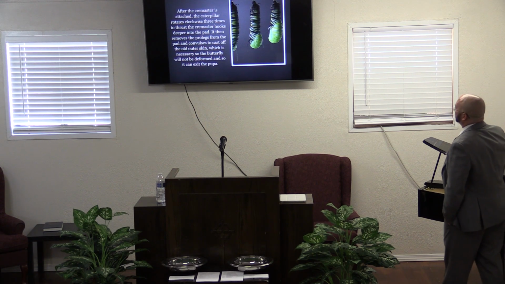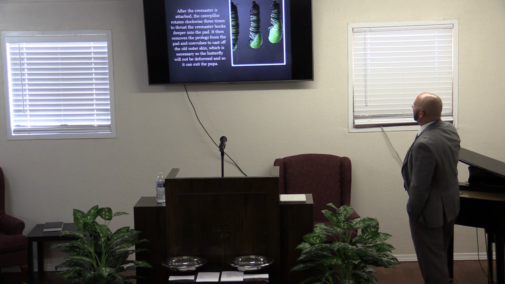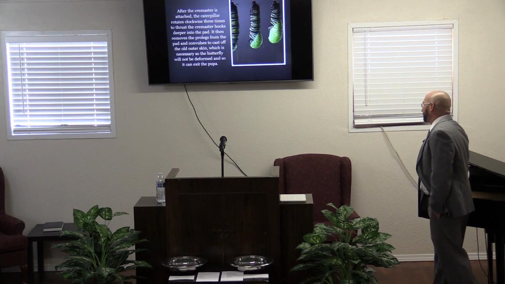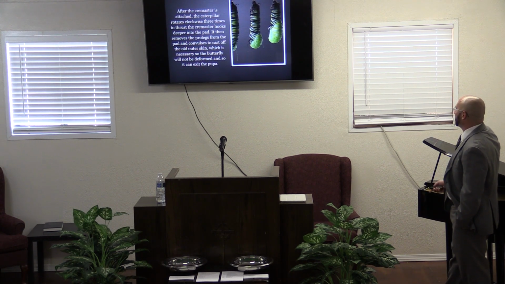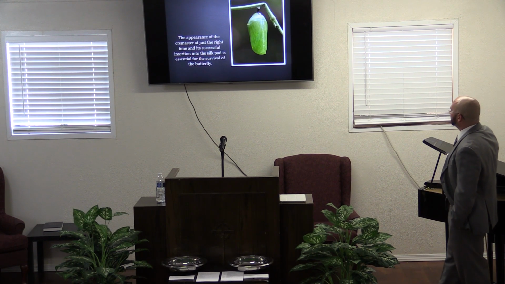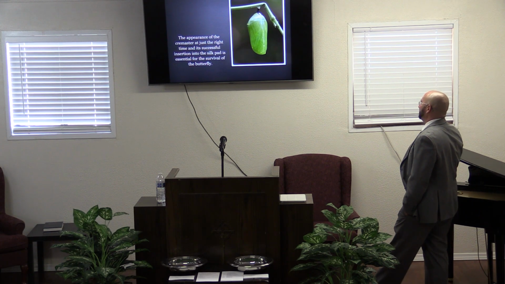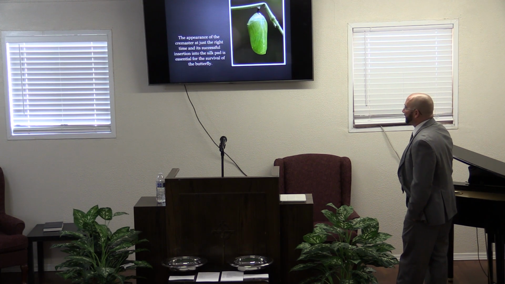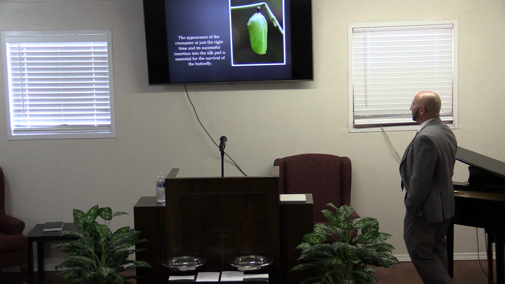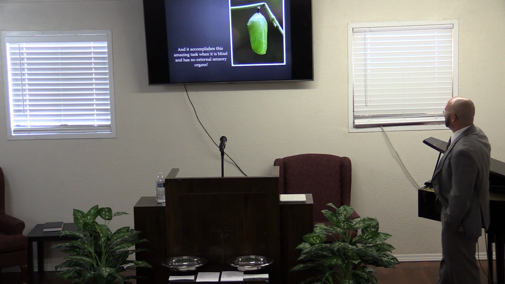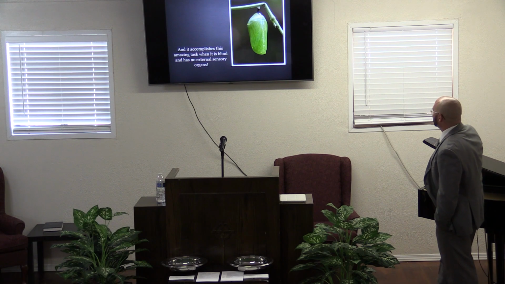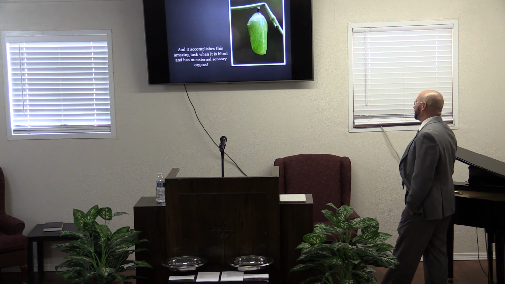So it then removes the prolegs from the pad and convulses to cast off the old outer skin, which is necessary so the butterfly will not be deformed and so it can exit the pupa. The appearance of the cremaster at just the right time and its successful insertion into the silk pad is essential for the survival of the butterfly. And it accomplishes this amazing task when it is blind and has no external sensory organs.